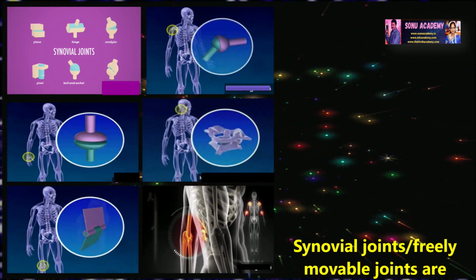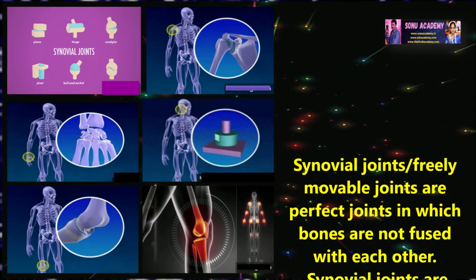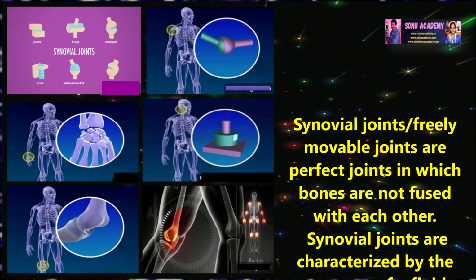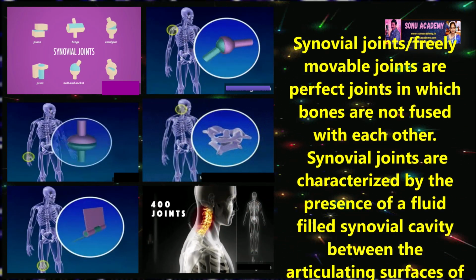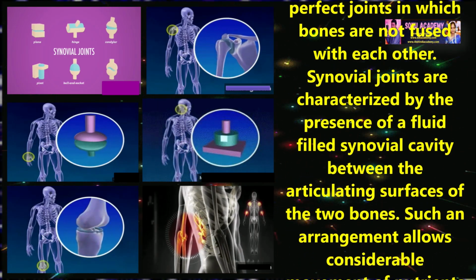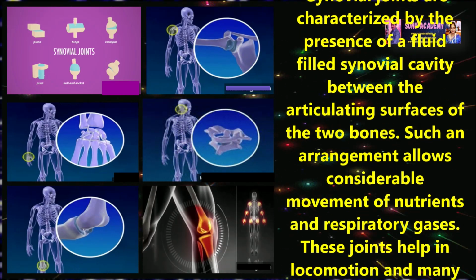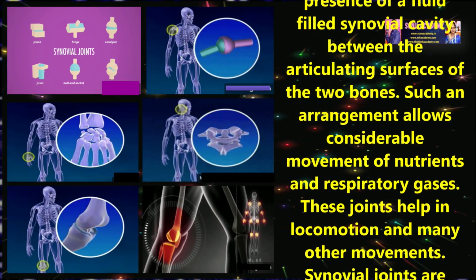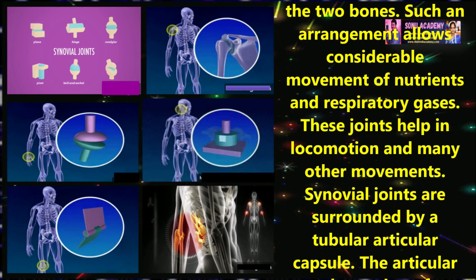Synovial joints. The synovial joints are freely movable joints, the perfect joints, in which bones are not fused with each other. Synovial joints are characterized by the presence of a fluid-filled synovial cavity between the articulating surfaces of two bones. Such an arrangement allows considerable movement and the exchange of nutrients and respiratory gases. These joints help in locomotion and many other movements.